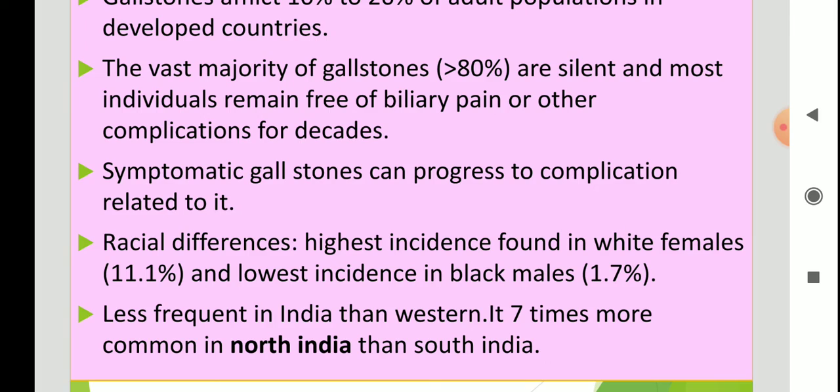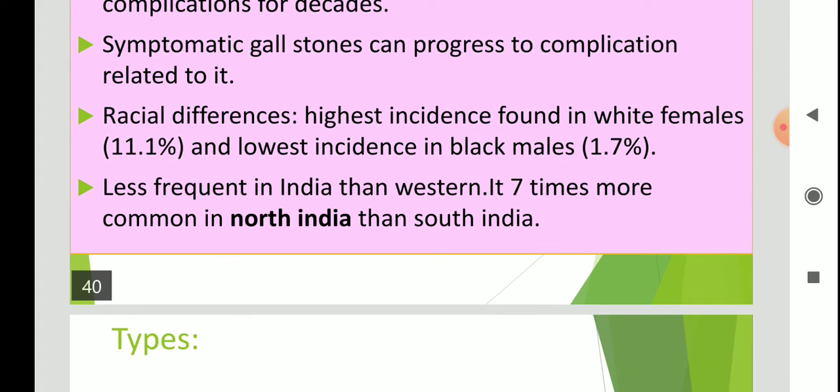The racial differences. Again, high incidence is found in white females and low in black males. So this is just an incidental finding. The stats point towards these findings. Less frequent in India than in the West. 7 times more common in North India than South India. Again, all this is your lifestyle, your diet, and then even to some extent your susceptibility.